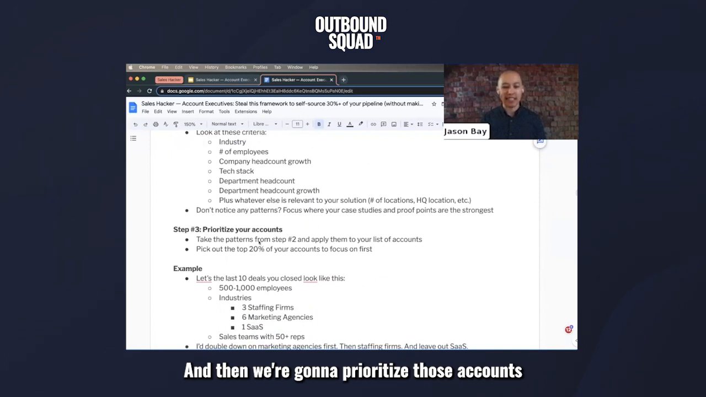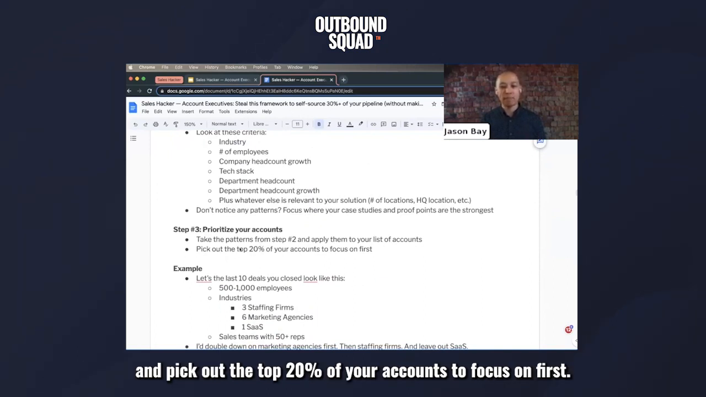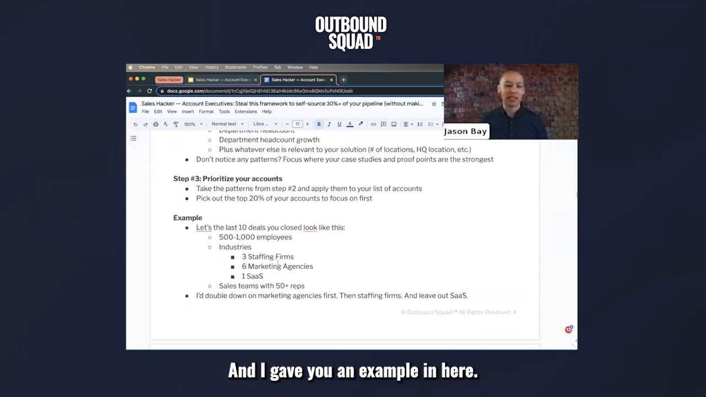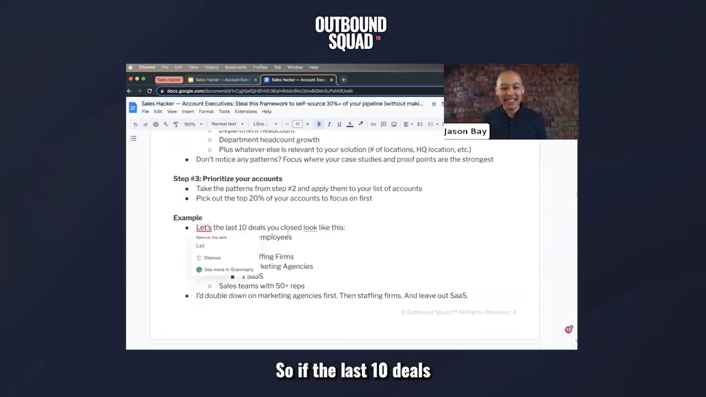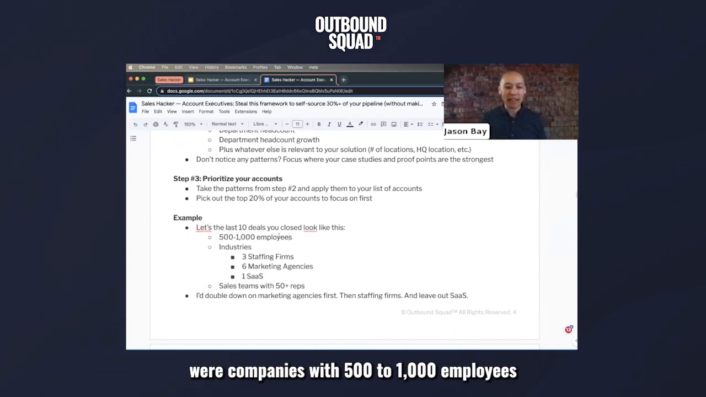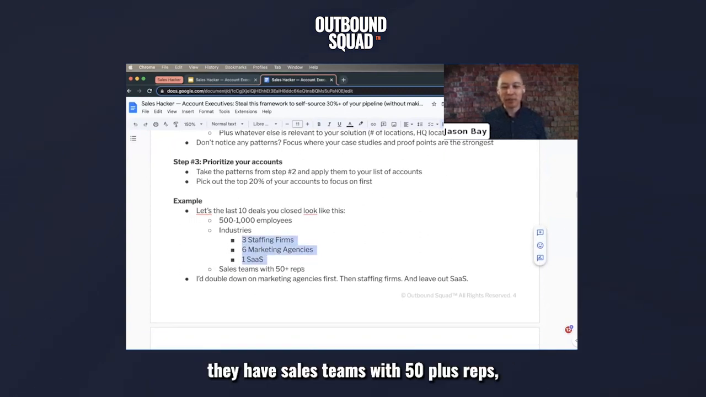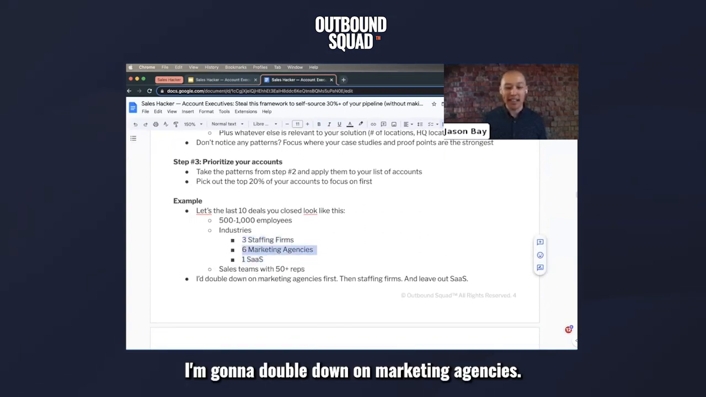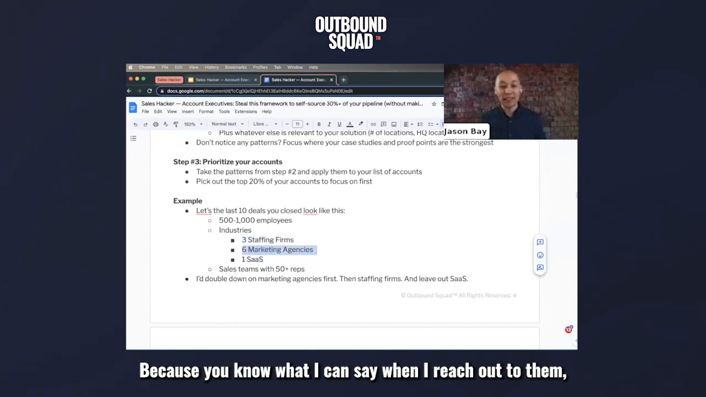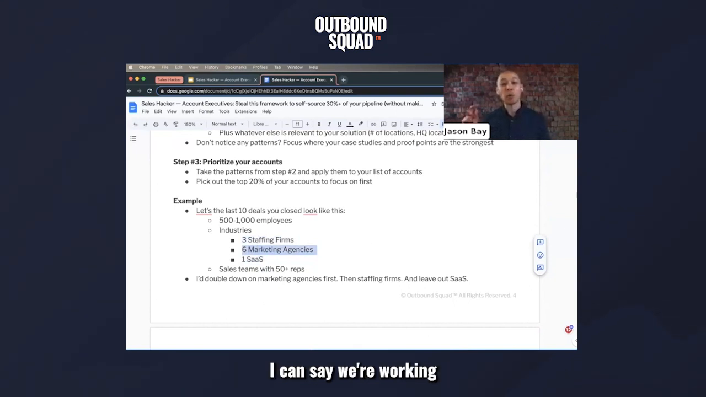And then we're going to prioritize those accounts and pick out the top 20% of your accounts to focus on first. And I gave you an example in here. So if the last 10 deals were companies with 500 to 1,000 employees in these industries, and they have sales teams with 50 plus reps, I'm going to double down on marketing agencies. Because you know what I can say when I reach out to them? I can say, we're working with these other two marketing agencies that you might recognize.